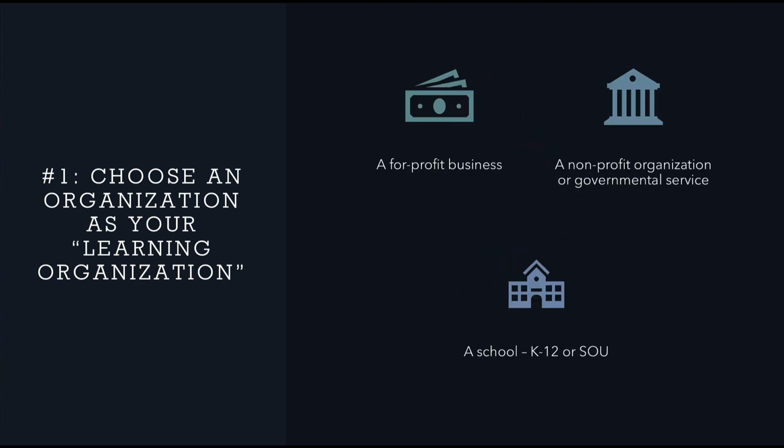Now, this can be a few different types of organizations. It could be a for-profit business, and you can have any position in that for-profit business. It could be anything from serving at a restaurant to being a CEO of a Fortune 500 organization. It could be a nonprofit organization or a governmental service, which you might work at, or you might be a volunteer at, or you might be on the board. It could be a school, and that could be either a K-12 school, or it could be Southern Oregon University, which all of you are a part of. So if you don't have another organization, SOU is a great organization to choose.